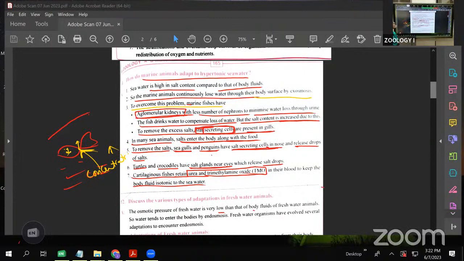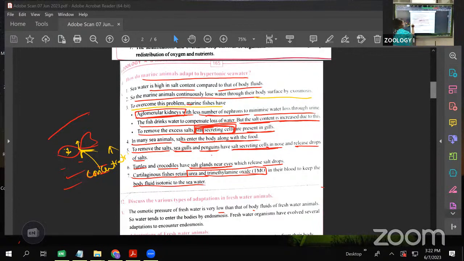Which adaptations? The hypertonic water, seawater adaptations. The main adaptations are that aglomerulus kidneys are present and fewer nephrons are present. The fishes drink water all the time to make up for water loss, and they take in more water to remove salt. They have salt-secreting cells in the gills.